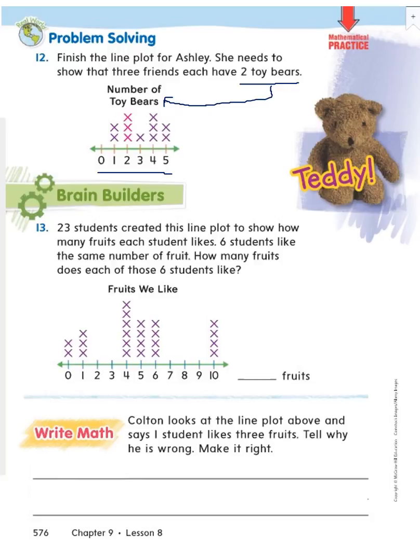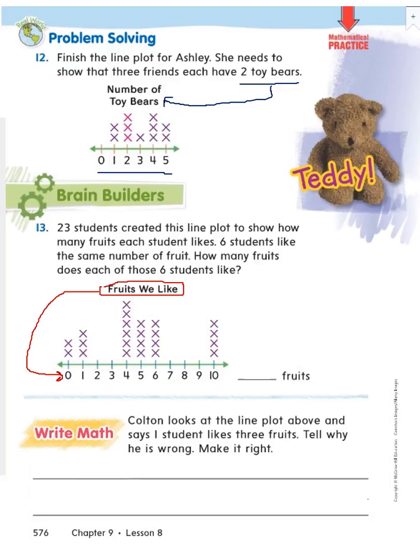Okay, so let's stop there for a moment. Fruits we like. Okay, so that tells us about this. Those numbers at the bottom are talking about the number of fruits, the fruits that we like. Now, 6 students like the same number of fruit. How many fruits does each of those 6 students like? Pause if you need to.